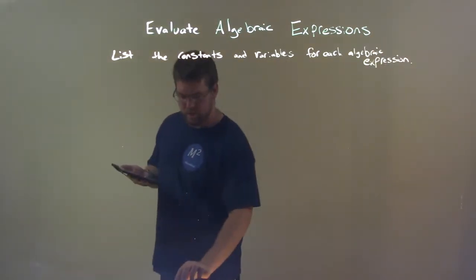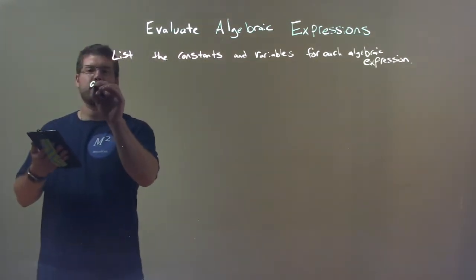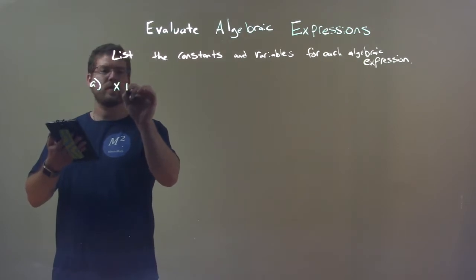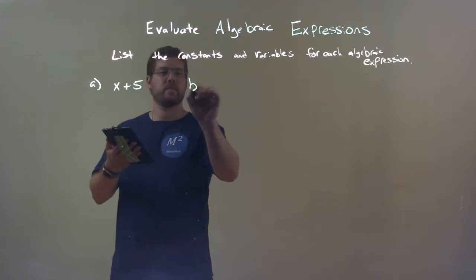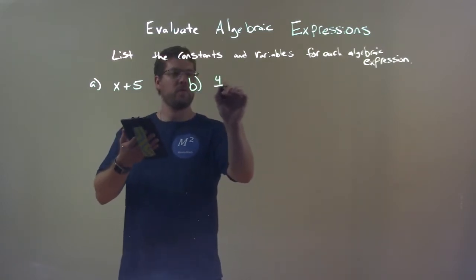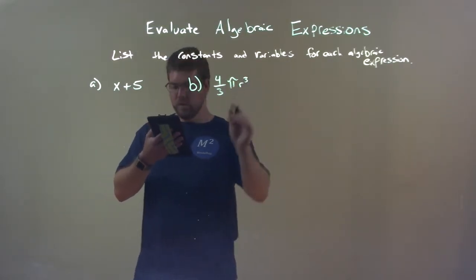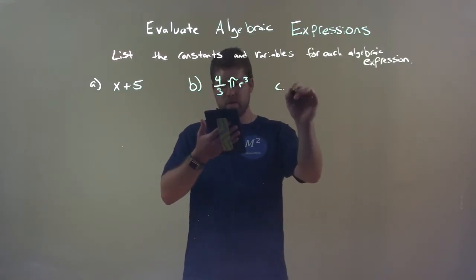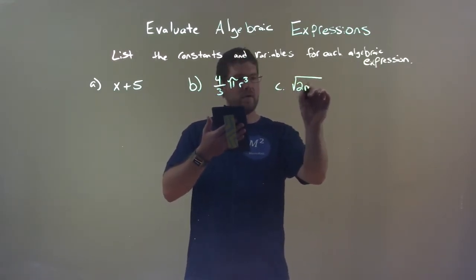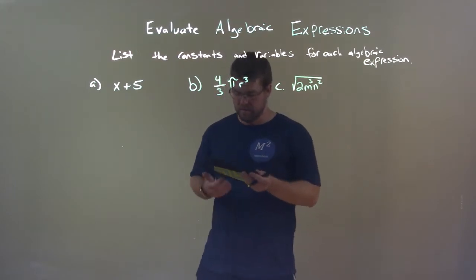My markers are kind of dying here. So the first one here is x plus 5. The second one is 4/3 pi r cubed. And then the last one here, the square root of 2m^3n². Okay, let me flip this way so I can see it better. There we go.